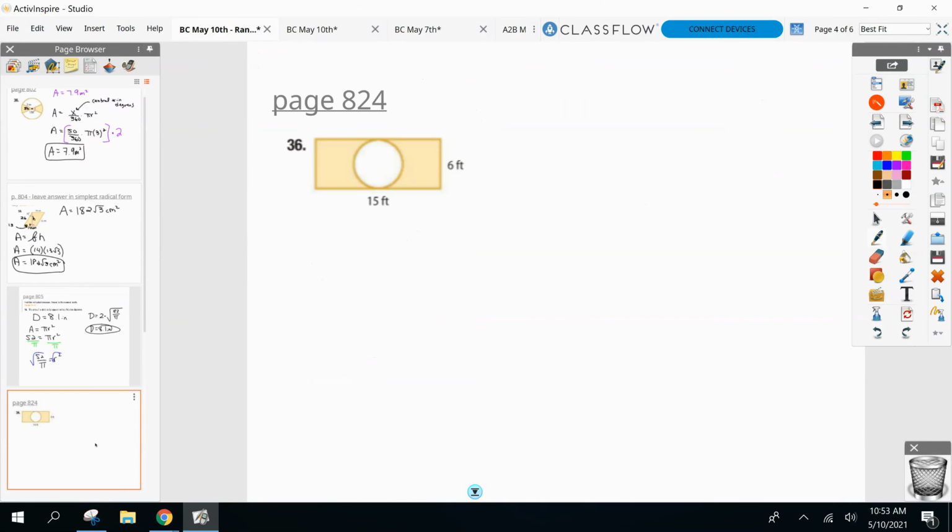Okay. Let's go to page 824 now. Page 824, number 36. And you can now just go back to the rounding directions. Number 36, page 824. Find the area of that shaded region, nearest 10th.